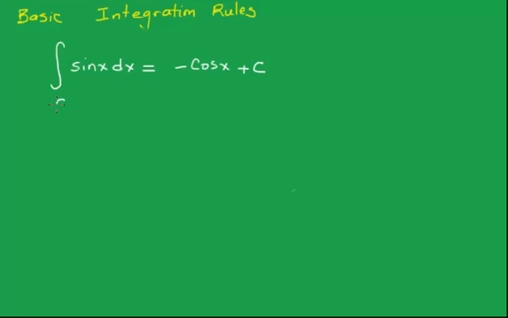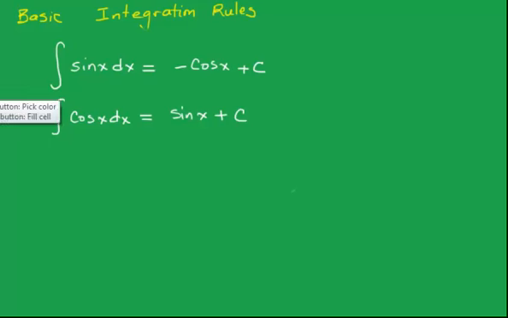And we cannot talk about the antiderivative of sine x without mentioning that of cosine of x. So the antiderivative of cosine of x is sine x plus c.